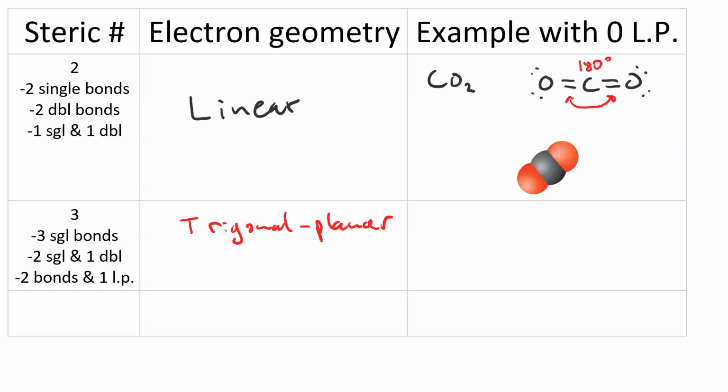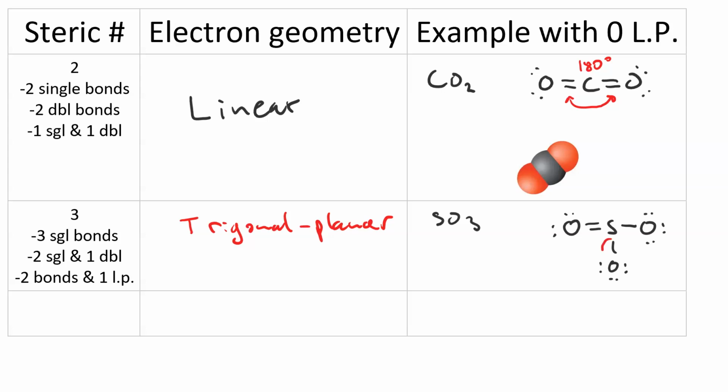An example of a trigonal planar molecule is sulfur trioxide. We have drawn the Lewis structure before in a previous video. There's actually 3 resonance structures, and this is one of them.